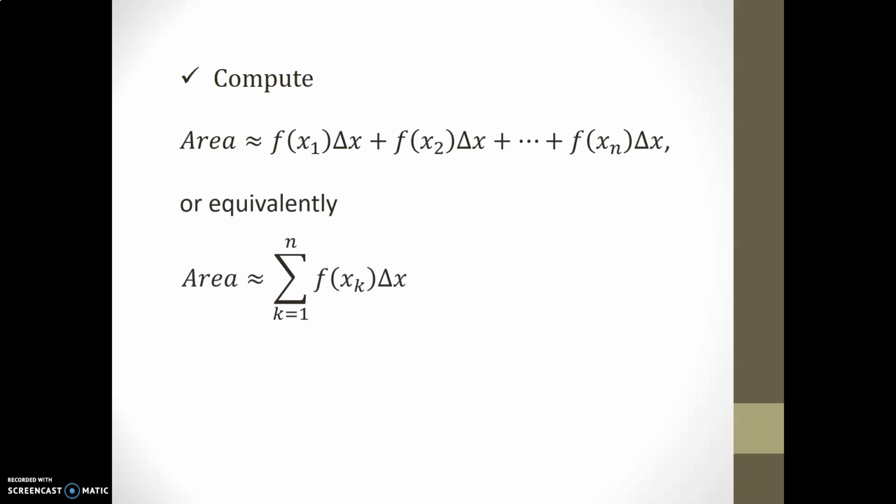Equivalently, we could write that the area is roughly equal to the sum, a summation, of all rectangles from k equals 1 to n, whose heights are f calculated at xk and whose base are delta x. So here we're using sigma notation in order to present the exact same addition that is presented at the top of the slide.